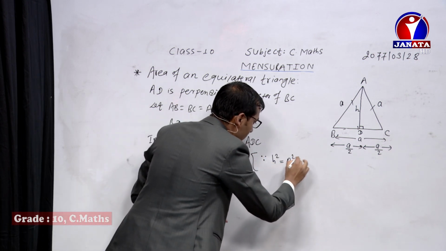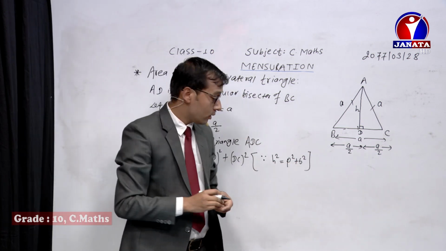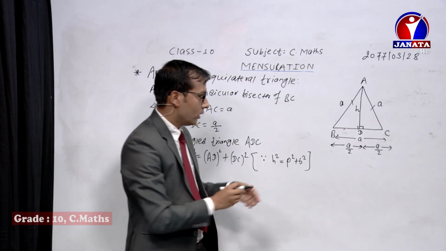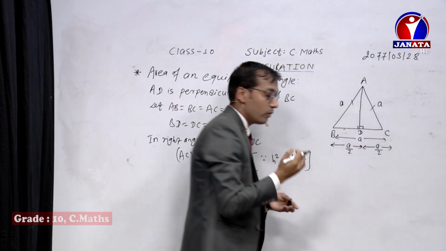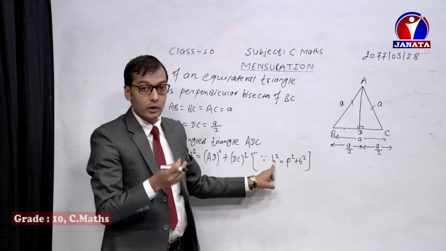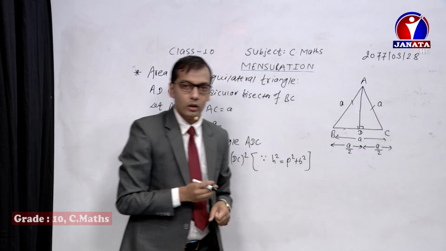H square is P square plus B square. Let's not get confused. H is not the height here. H is hypotenuse. So let me erase this, otherwise we may get confusion. Here, H is hypotenuse. This is the longest side of a right angle triangle.